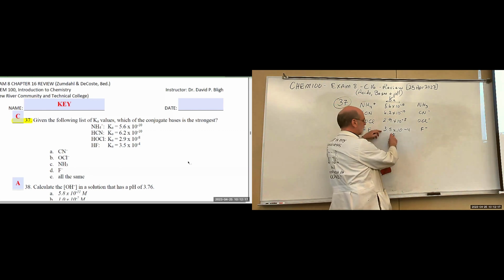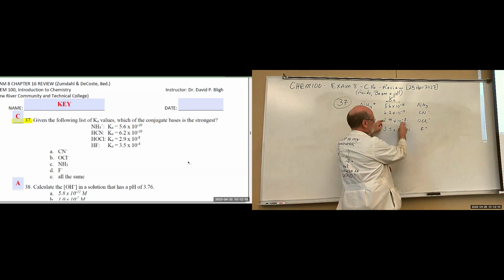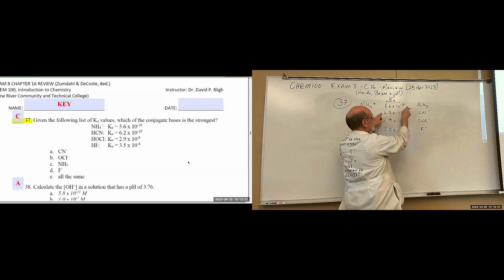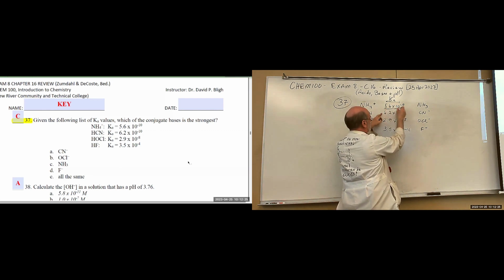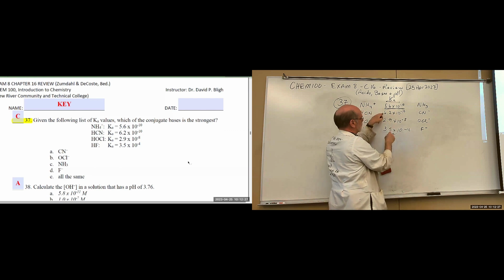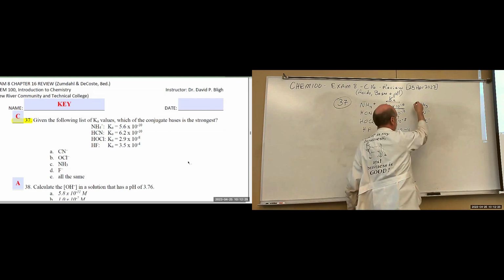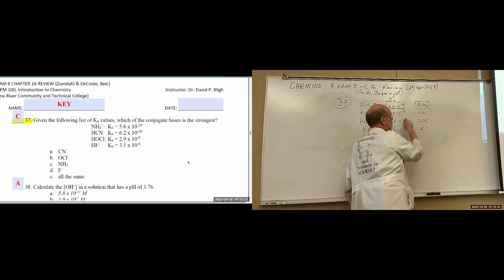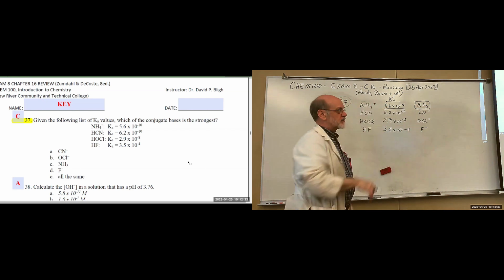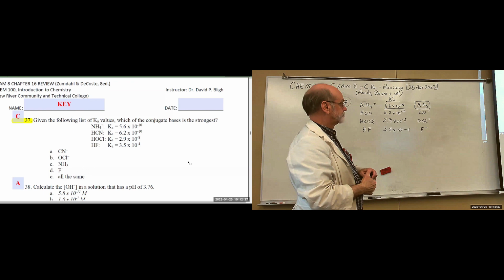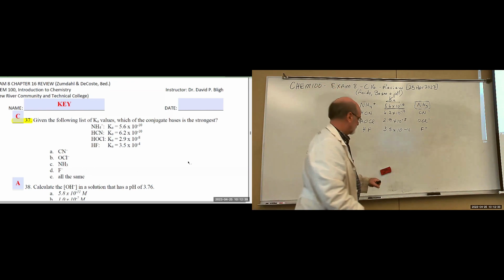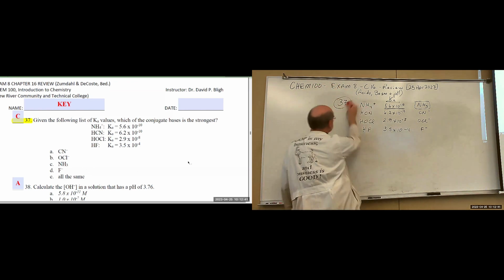The smallest number, right? It's not that one. Not that one. Oh, 10 to the minus 10. Which one of these is smaller? This one right here. Right? That's smaller than this one. So this would be the weakest. I mean, that would be the strongest conjugate base of that group. Okay? That's how you do it.